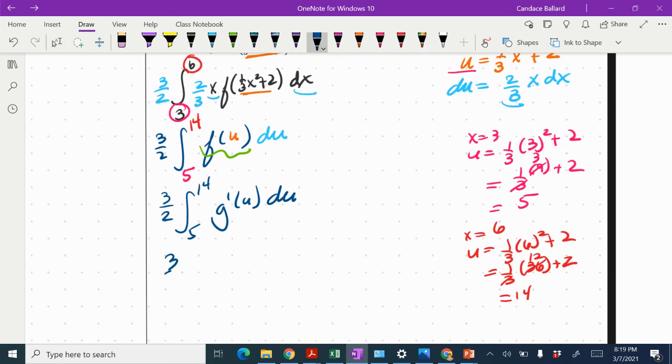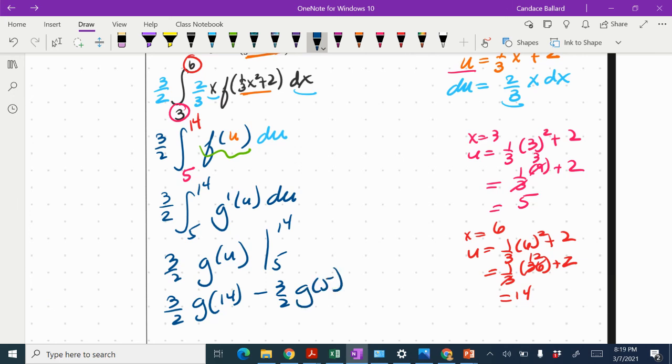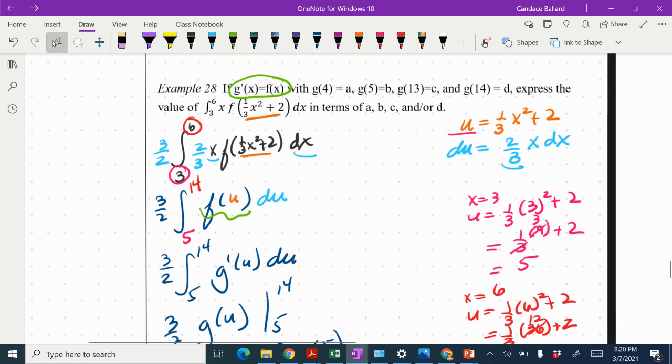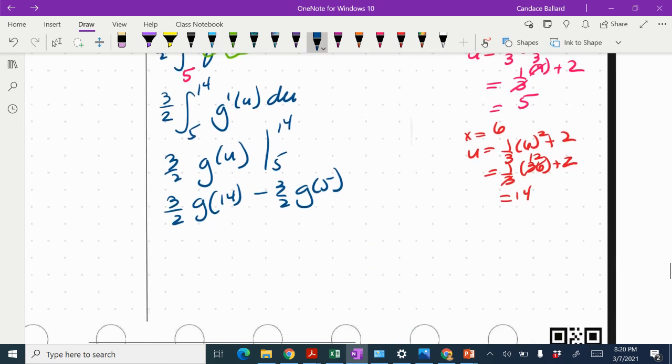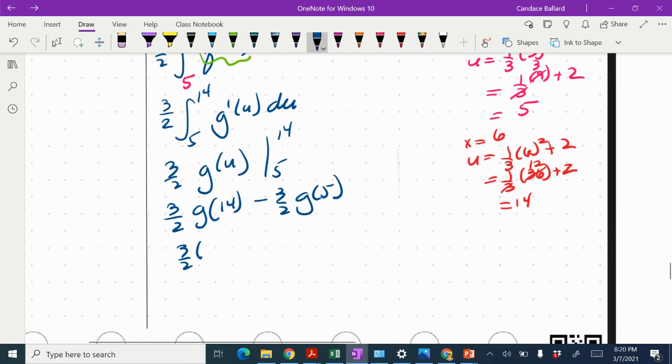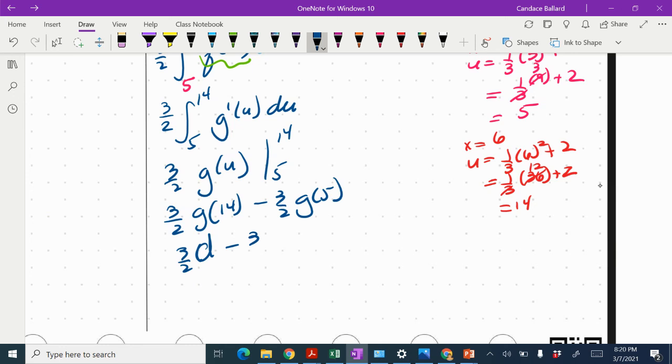So when I integrate g prime, I get back to g. We're going to go from 5 to 14. So we're going to go ahead and plug those in. So 3/2 g of 14 minus 3/2 g of 5. Well, they did tell me g of 14 equals d, and g of 5 equals b. So I have 3/2 times d minus 3/2 times b, which is a perfectly good answer. I could also have left the 3/2 out front and gotten an answer that looks like that.